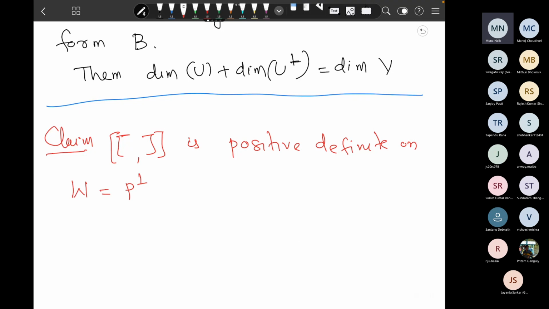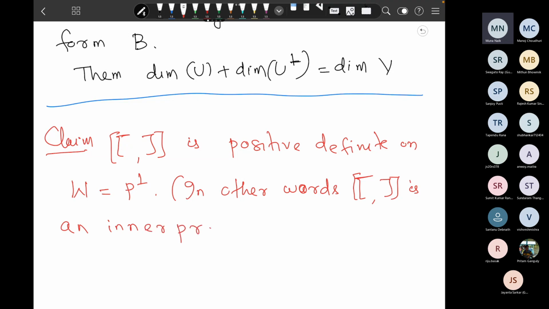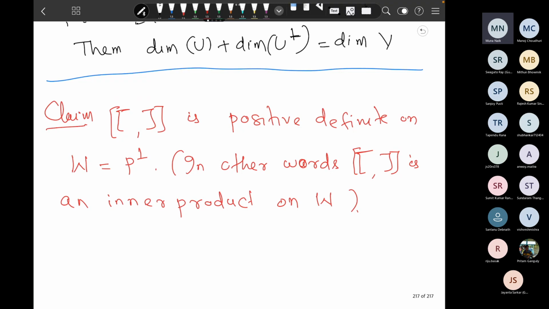So in other words, this is an inner product on W. So this claim will be used to give a Riemannian structure on H^n. Actually, if you know a little bit of this, it is an inner product on this W.